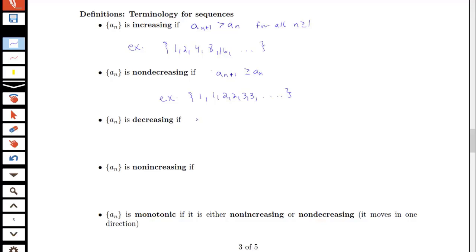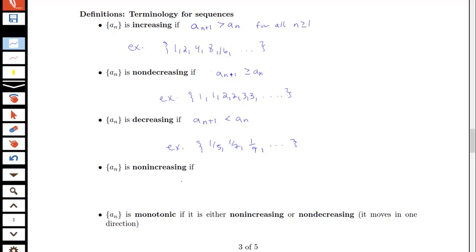Our sequence is decreasing if the next term of the sequence is always smaller than the previous term. So you could have something like 1/5, 1/7, 1/9, etc. So the next term here is strictly smaller than the previous term.